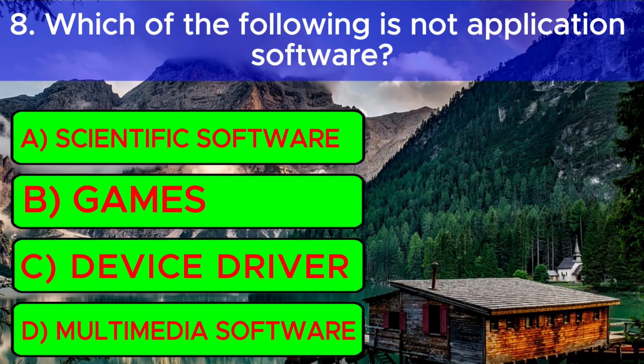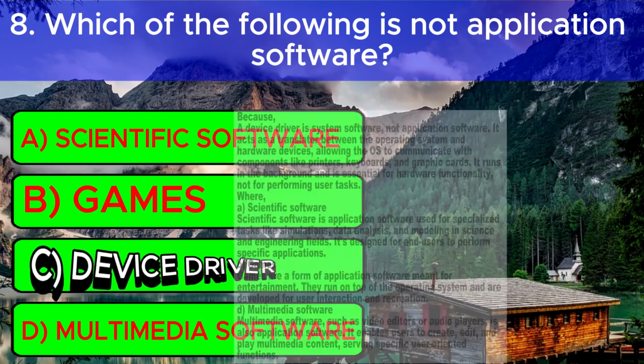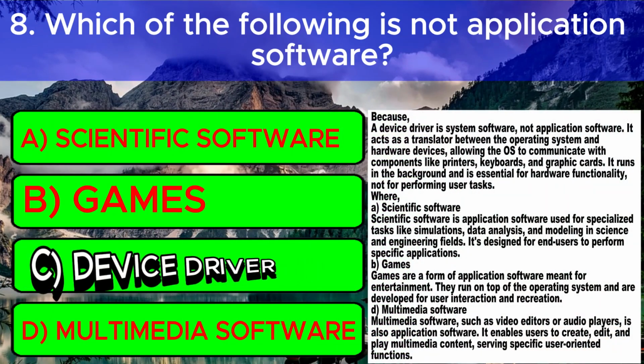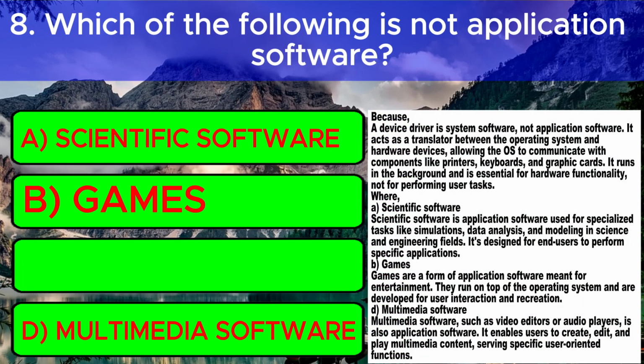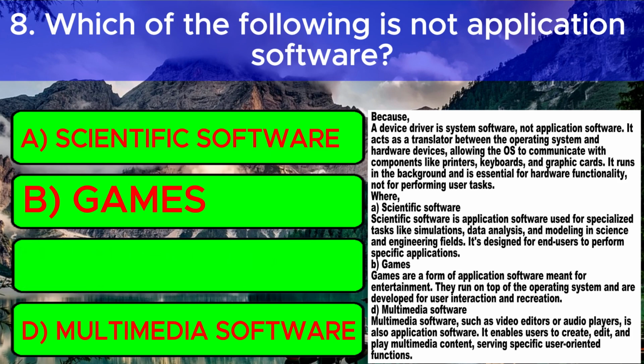And the correct answer is C. Device driver. Because a device driver is system software, not application software. It acts as a translator between the operating system and hardware devices, allowing the OS to communicate with components like printers, keyboards, and graphic cards. It runs in the background and is essential for hardware functionality, not for performing user tasks.